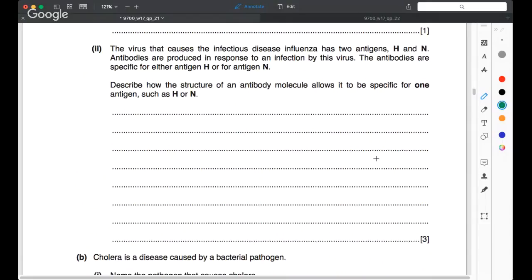The antibodies which bind to the H won't bind to the N because they're different. They contain different variable regions and different proteins. The virus contains different proteins on the cell surface membrane. So it's not complementary to. Good. Yeah, perfect.